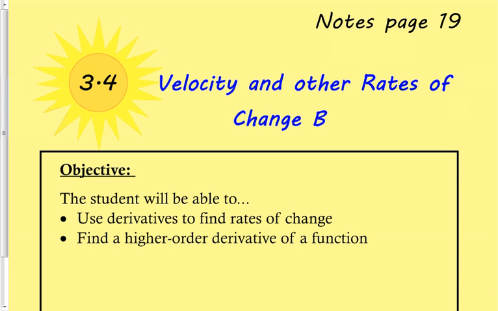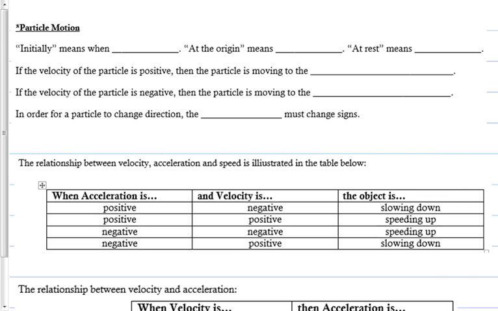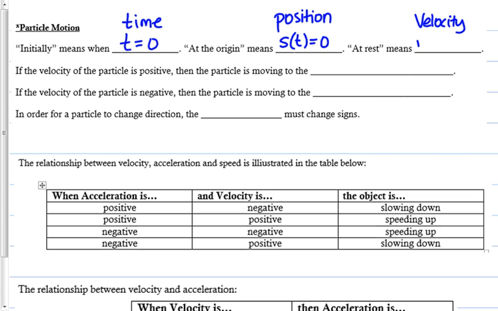Okay, 3.4, velocity and other rates of change, part B. So particle motion initially means when t equals 0, and t, of course, is time. At the origin means when the position, or s of t or x of t equals 0, and at rest means velocity is 0. So velocity v of t equals 0.